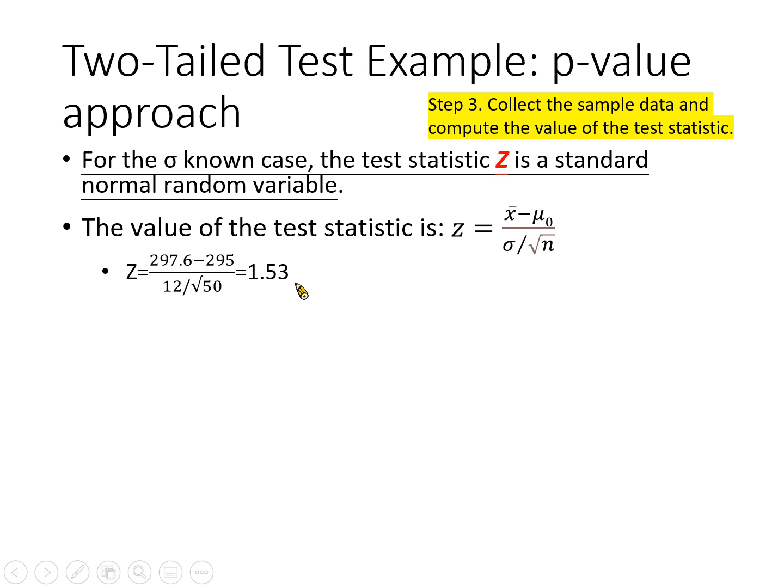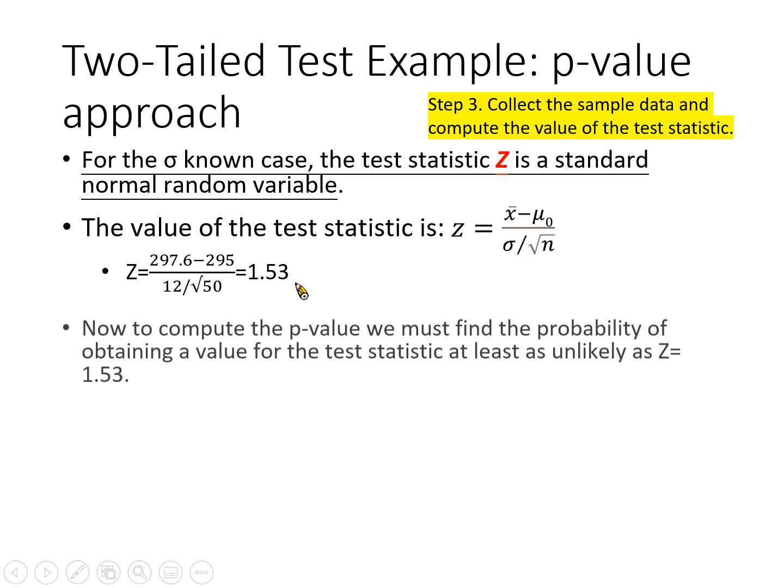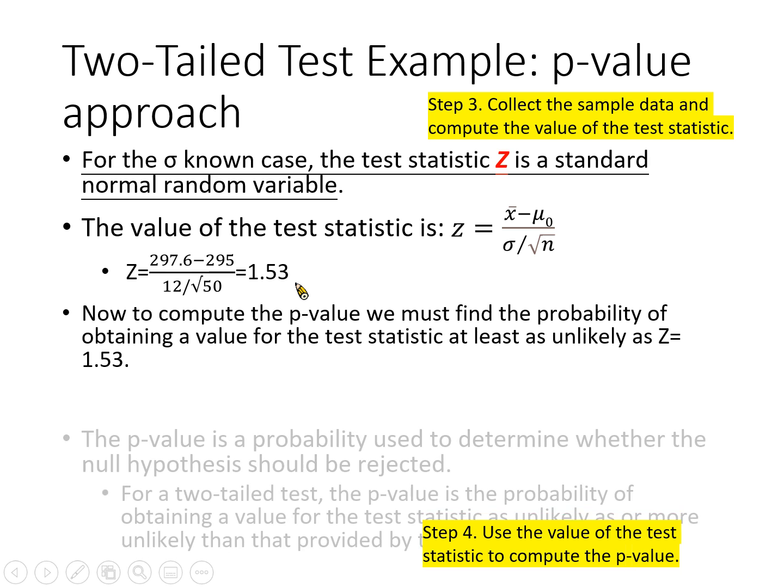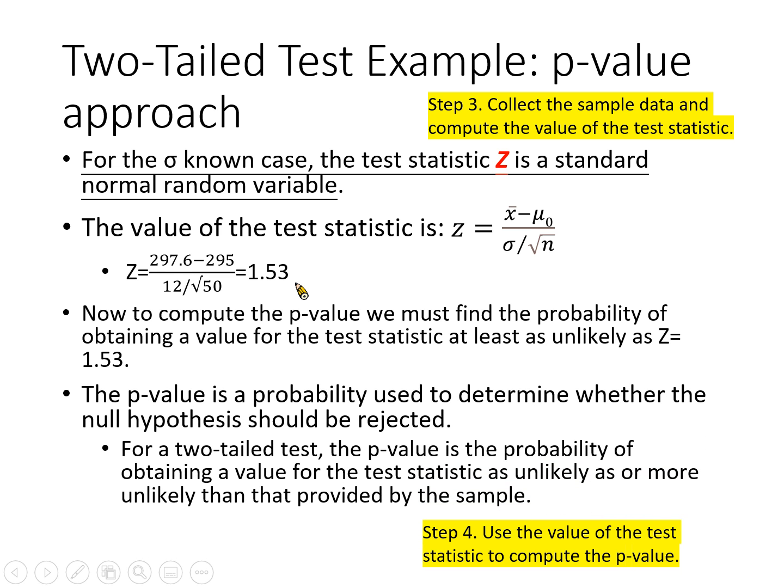You will get the z-value is 1.53. So here you can check your z-value table to find out how much the p-value would be. The p-value here is a probability used to determine whether the null hypothesis should be rejected or not. You can check the z-value table from the flipped class system or your textbook, Appendix B, to check, when the z-value is 1.53, how much the p-value will be.